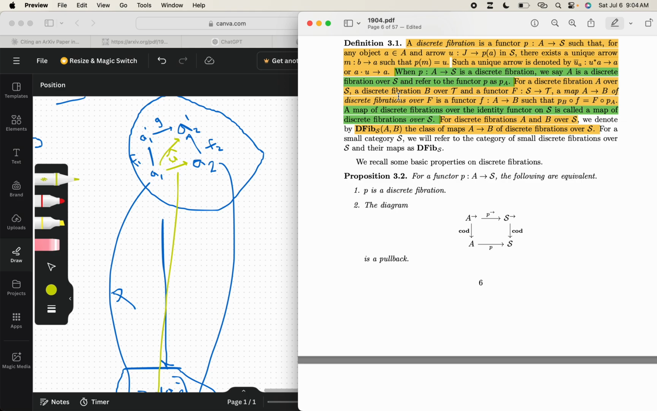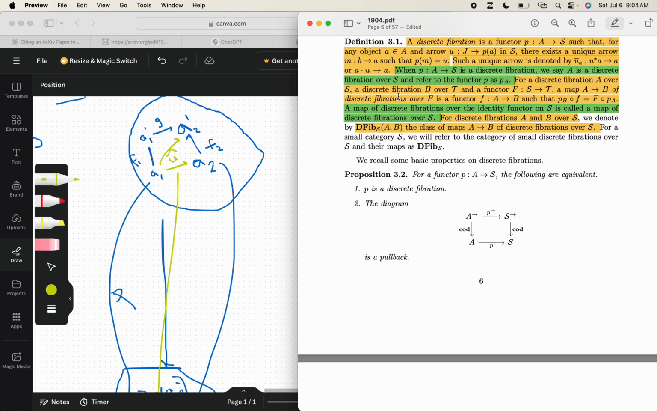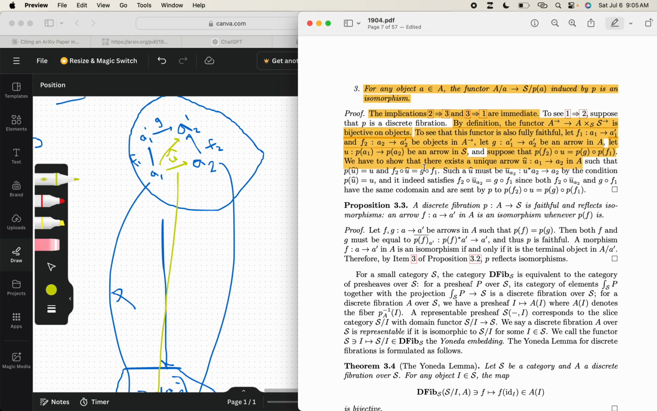A discrete fibration is injective on morphisms, but a lot of the time we talk about conditions on functors regarding morphisms, like hom sets. But a discrete fibration doesn't care about hom sets. It just cares about the collection of all arrows, and it's one-to-one. I think that's a really simple definition. I'd like to think more about that.